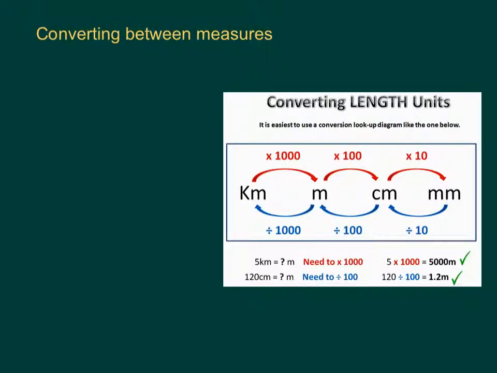When converting between measures, the first thing I need to think is, how many of one measure is there in another? So, for example, if I'm converting between metres and centimetres, I need to think how many centimetres in a metre? 100. Then I need to think, am I multiplying or am I dividing? When I've figured that out, I can carry out the calculation and check my answer using an estimate. When the questions come up, pause the video and have a go.